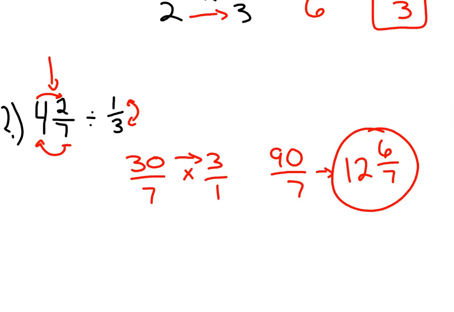There is an example. Make sure you check that there are no negatives being multiplied or divided here. Otherwise, you'd have to change your answer, but there you go. 4 2/7 divided by 1/3 is 12 6/7.